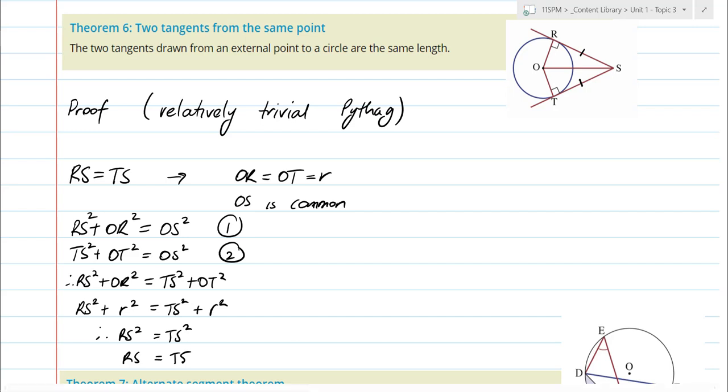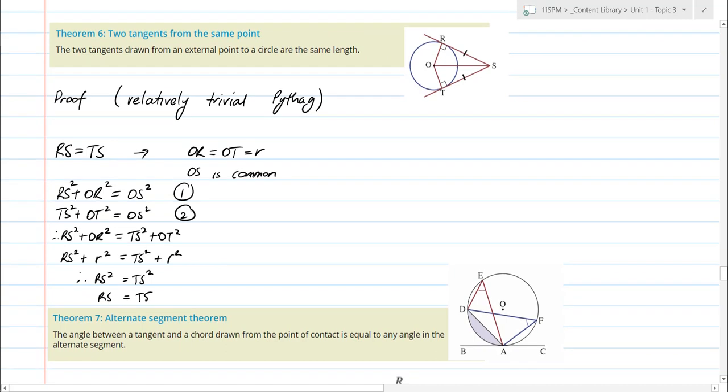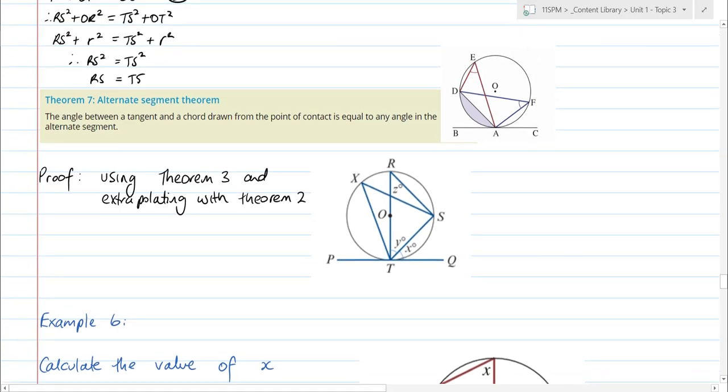There's quite a few different ways you can do this one. So you can do similarity as well. Yeah, there's more. I'm sure there's more. There's always more. You could probably use vectors and vector proof as well. Anyway, so that's the second one. So we've got tangent and a radius make a right angle, and we've got two tangents from the same point are equal in length. The third one is probably the most important.